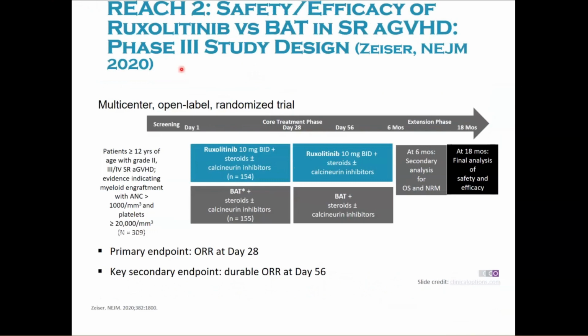So in the following REACH2 study, the safety and efficacy of ruxolitinib versus best available therapy in steroid-refractory acute GVHD was studied. This was a multi-center, open-label, randomized trial with the primary endpoint, again, the overall response rate at day 28 and the duration of the response.